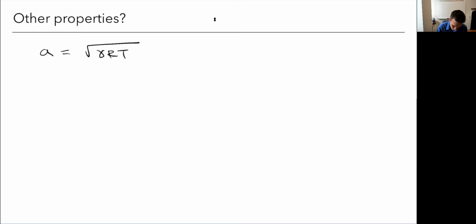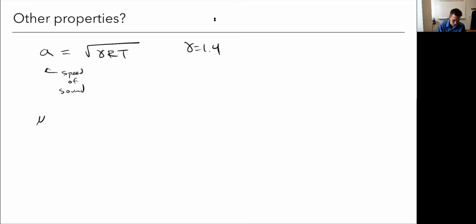Okay, it's given by the square root of gamma RT, and a is the speed of sound. Gamma is just a ratio of specific heats. For air, gamma is 1.4. R is a specific gas constant, and T is just temperature, which we know. R is the specific gas constant for air, the one we would use.